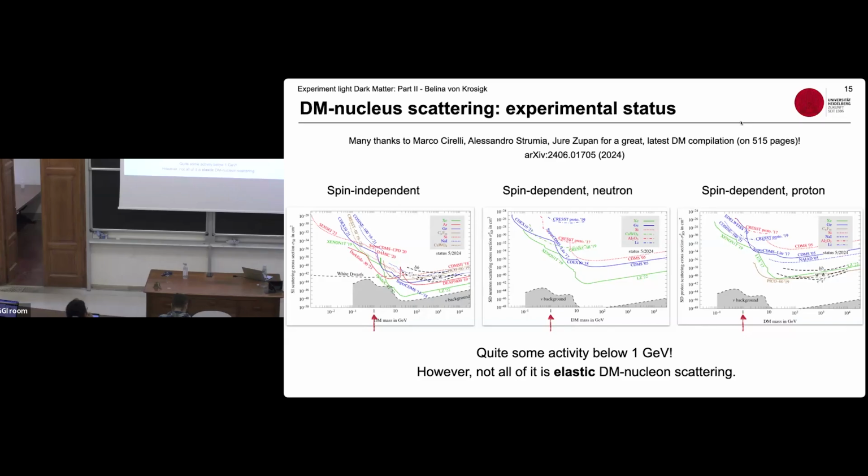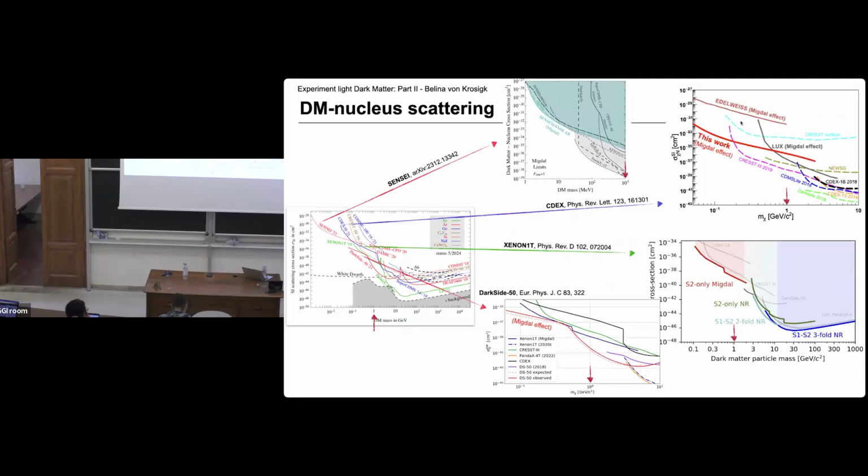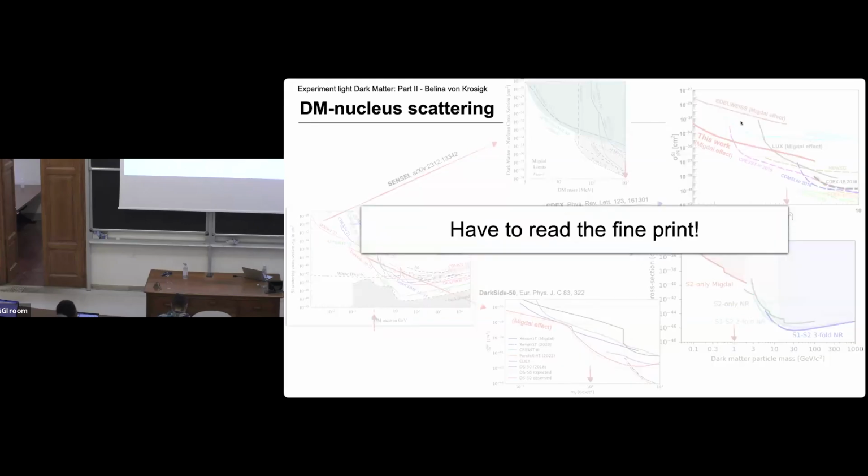Here, when you look in more detail, just sticking with this spin independent, all of these here below the 1 GeV, so Sensei at SNOLAB, Migdal. This work here, Migdal. Then here, the xenon work, Migdal. This is all showing basically dark side Migdal effect. So all of these that are below the 1 GeV range on this plot are actually exploiting the Migdal effect. So you have to read the fine print.